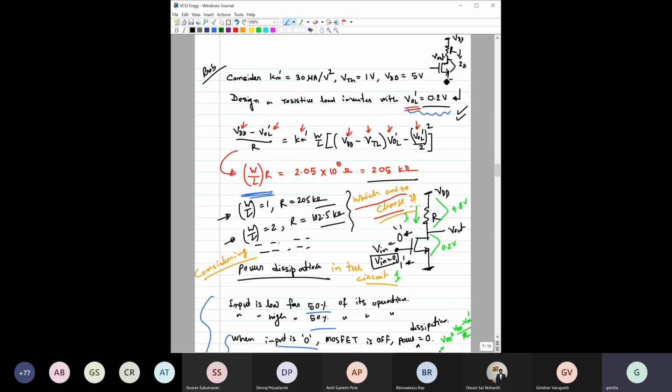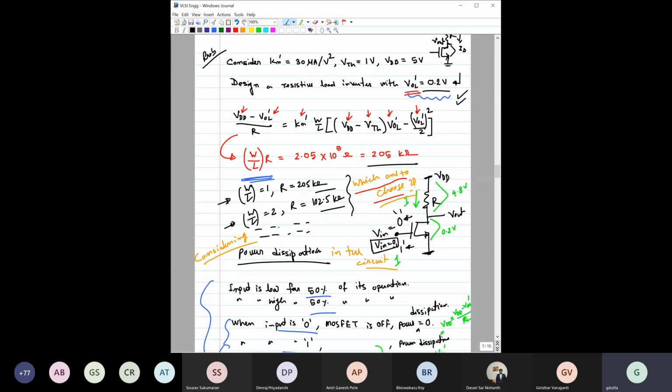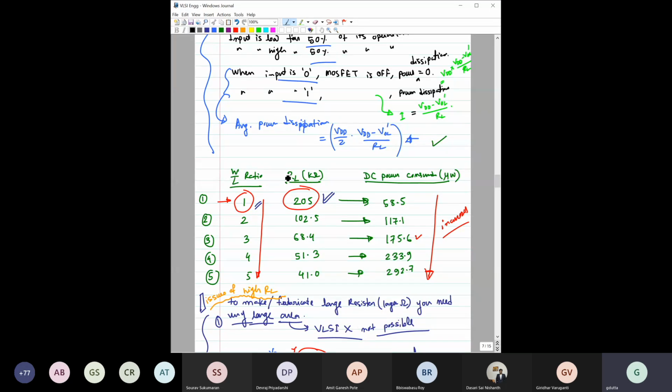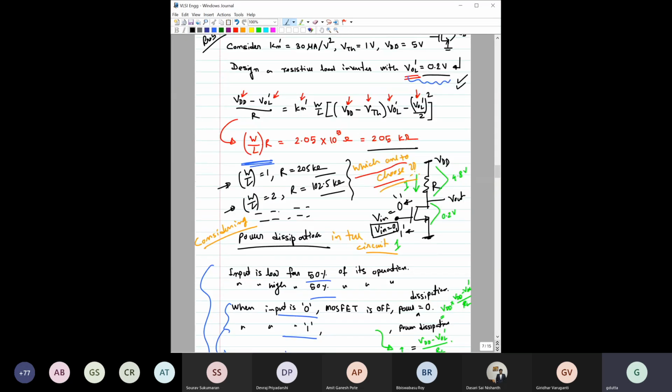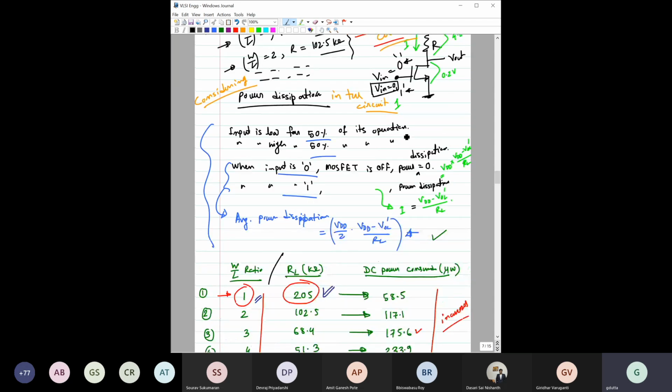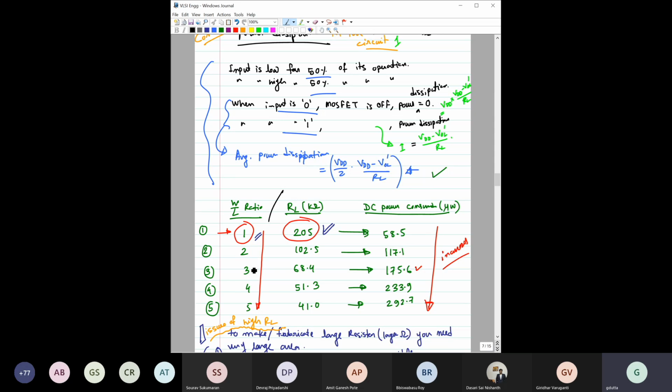Then we also did one very basic small example to understand the requirement for the W by L ratio and this RL. We have seen that if you want to decrease VOL, or keep VOL fixed at a value, you can achieve it in two ways: by changing the W by L ratio, or by changing the load resistance RL.